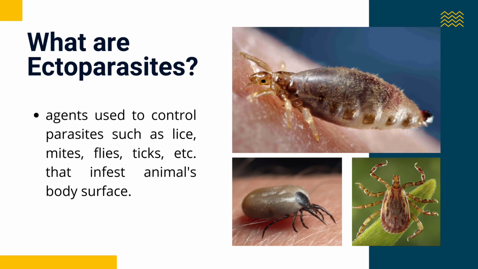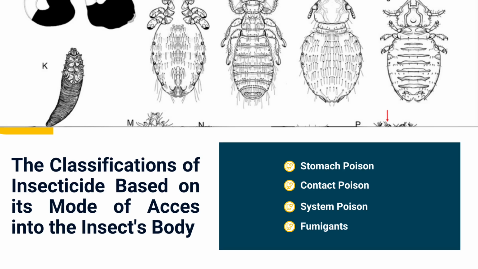So first, what are ectoparasiticides? Agents used to control parasites such as lice, mites, flies, ticks, and etc. that infest animals' body surface. The classifications of insecticides based on their mode of access into the insect's body: first is stomach poison, second is contact poison, third is systemic poison, and fourth is fumigants.